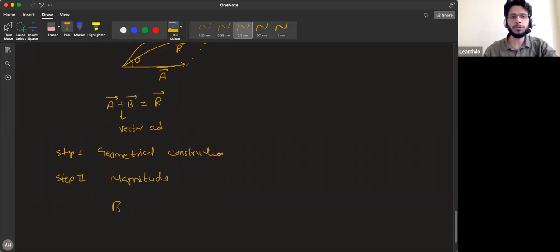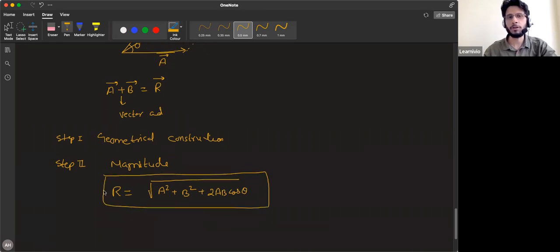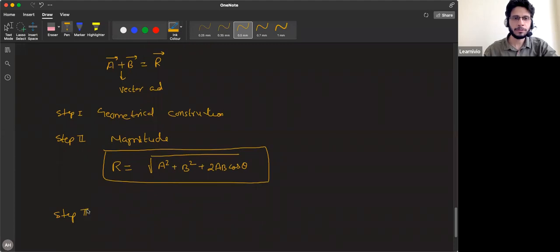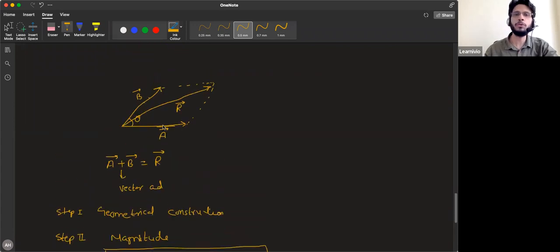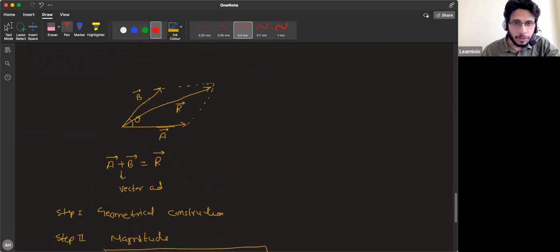For magnitude, we'll simply use this relation: R is root over A square plus B square plus 2AB cos theta. This is how we calculate magnitude in the parallelogram law. Step 3. Now you need to calculate direction also. Let's say this is vector R, it's making some angle alpha with the vector A. If you can calculate this alpha, that means you know the direction of R. To calculate alpha, you can simply use this relation.